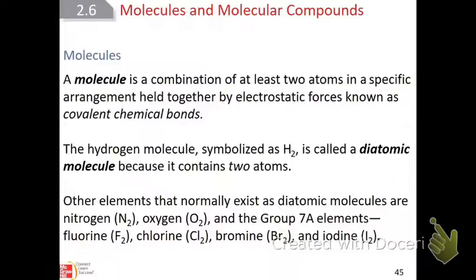Their smallest piece is not going to be an atom. It's always going to be a molecule. Always. All right.